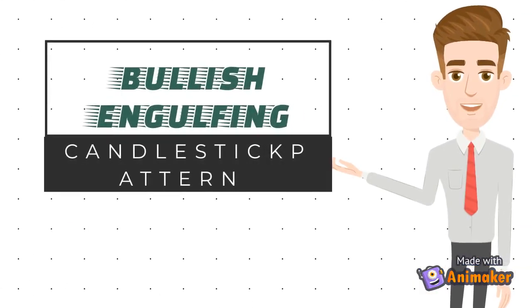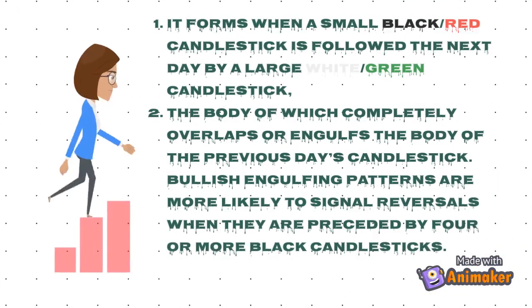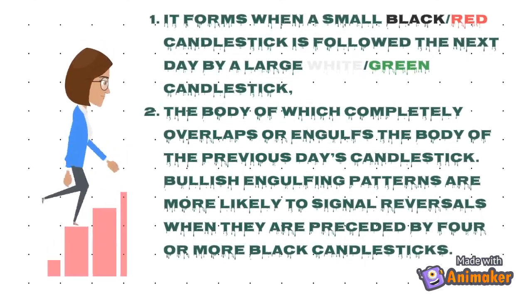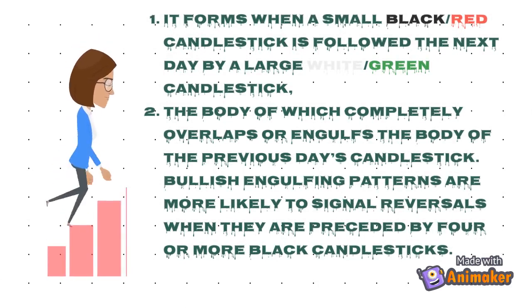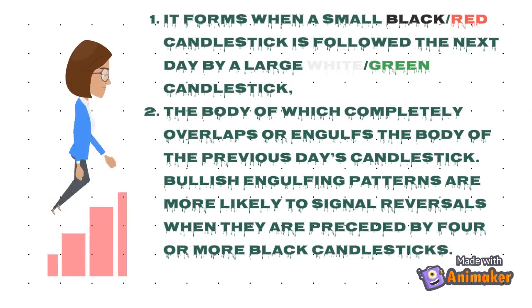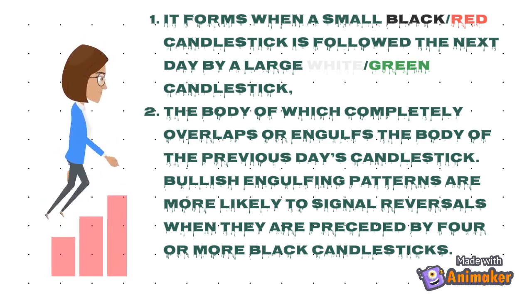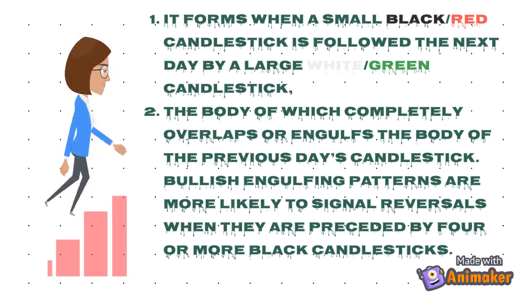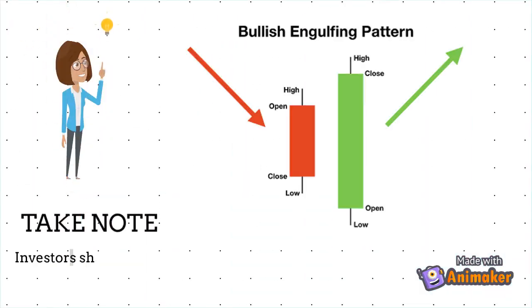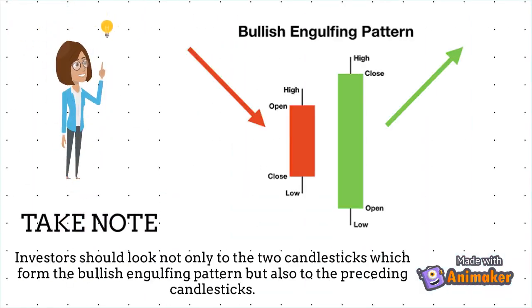A bullish engulfing pattern is a candlestick pattern that forms when a small black or red candlestick is followed the next day by a large white or green candlestick, the body of which completely overlaps or engulfs the body of the previous day's candlestick. Bullish engulfing patterns are more likely to signal reversals when they are preceded by 4 or more black candlesticks. Take note that if you are an investor you should look not only to the 2 candlesticks which form the bullish engulfing pattern but also to the 4 preceding candlesticks.